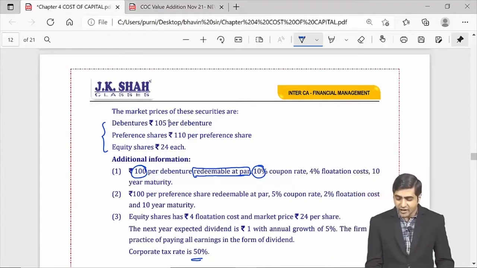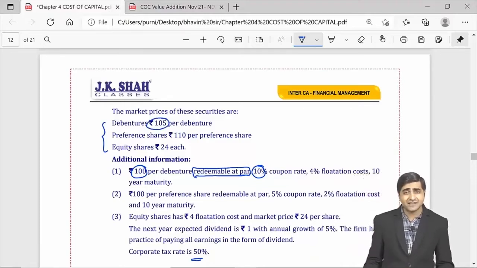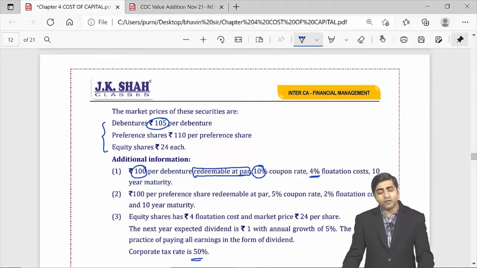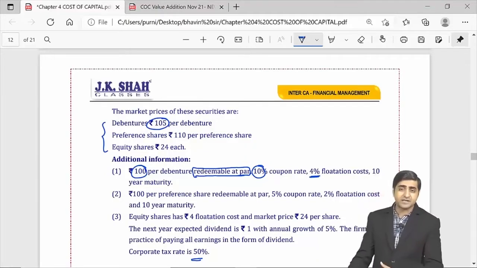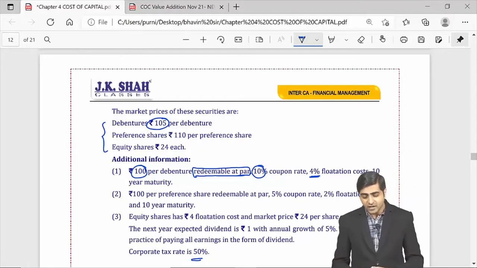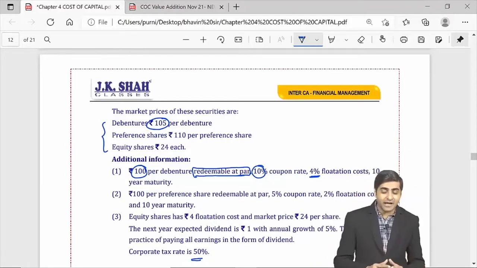So as you can check, 105 per debenture is your market price. Your flotation cost is 4%. So from 105, when you subtract 4%, you will get the net proceeds. Life is your 10 years. So that's how your KD will be calculated.